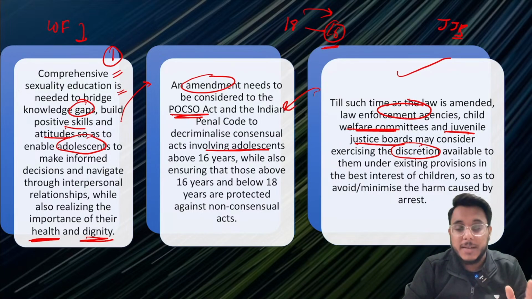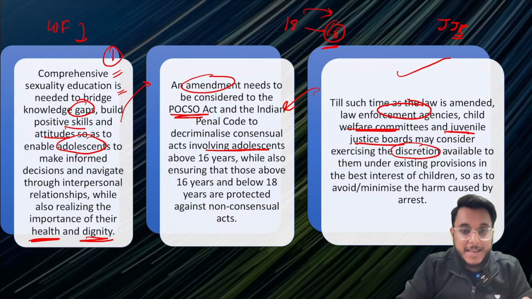Now understand this: GS paper number 1, social issues, as well as GS paper number 2, social justice. Within social issues and social justice, we have children-related issues, and there this kind of matter becomes very important for the examination. Is it clear or not? And guys, on this line questions have been asked earlier, and there might be a possibility that a question could be asked again.